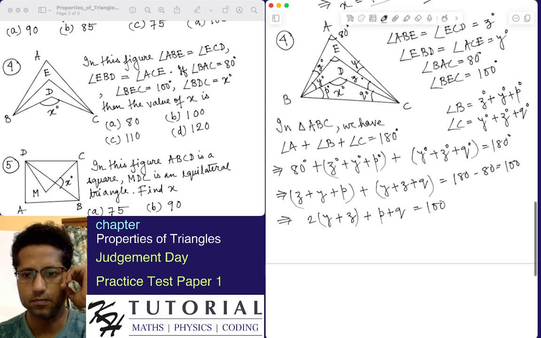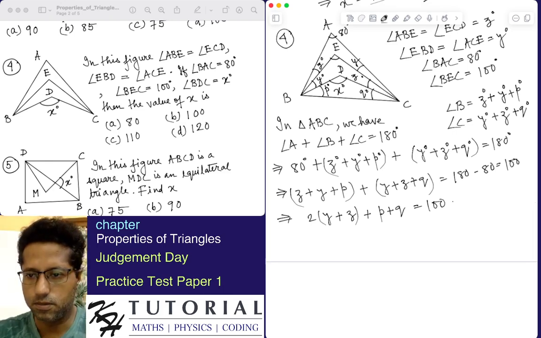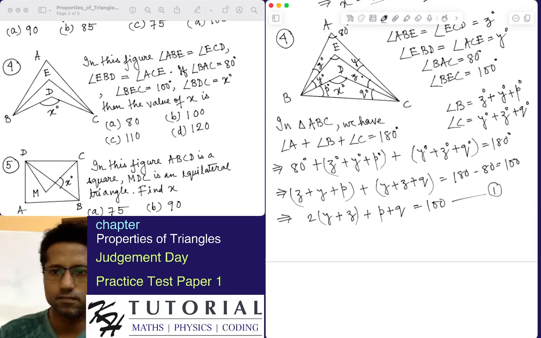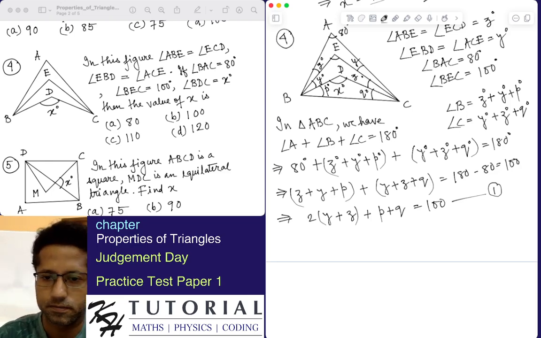BEC is given. Okay, fine. Let this be equation 1. We will get a few equations, and utilizing those equations we have to solve x.